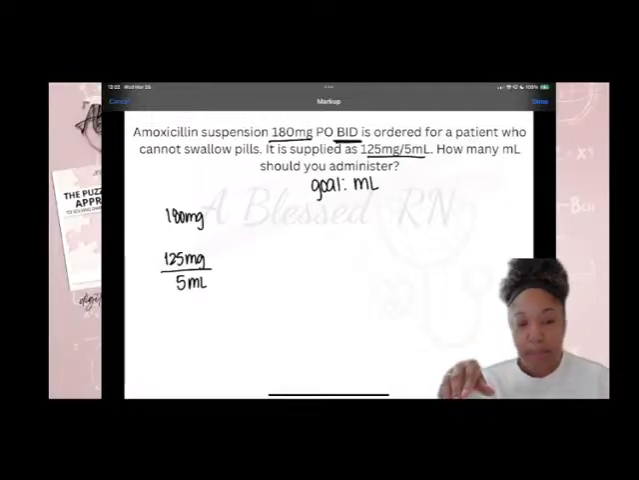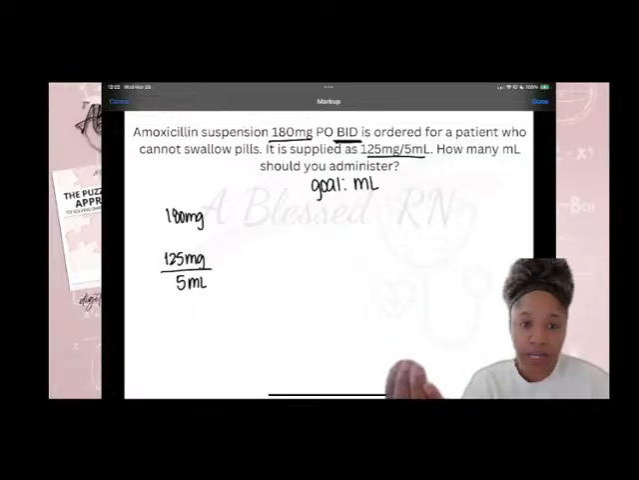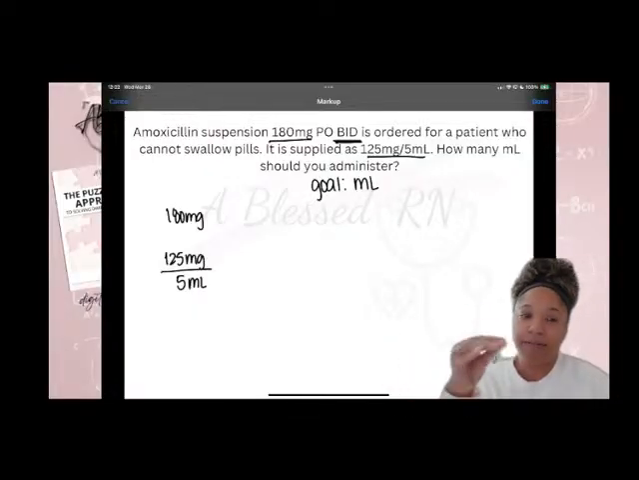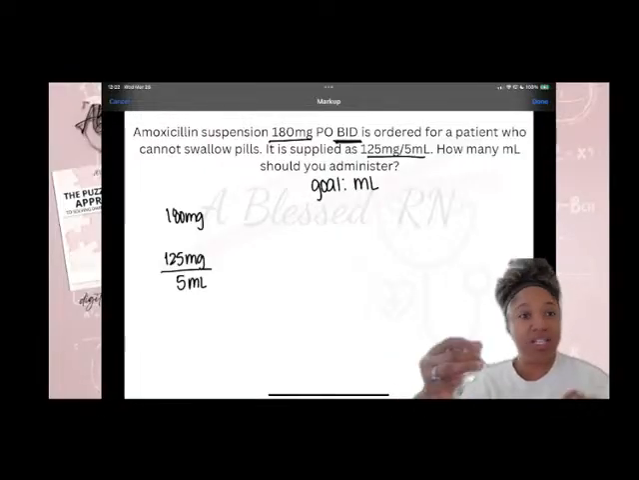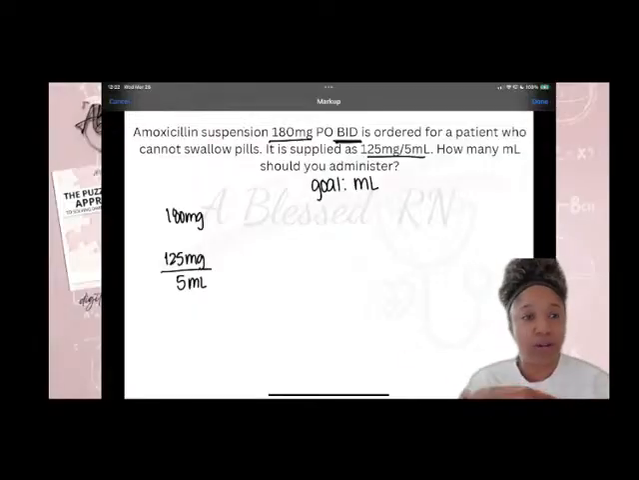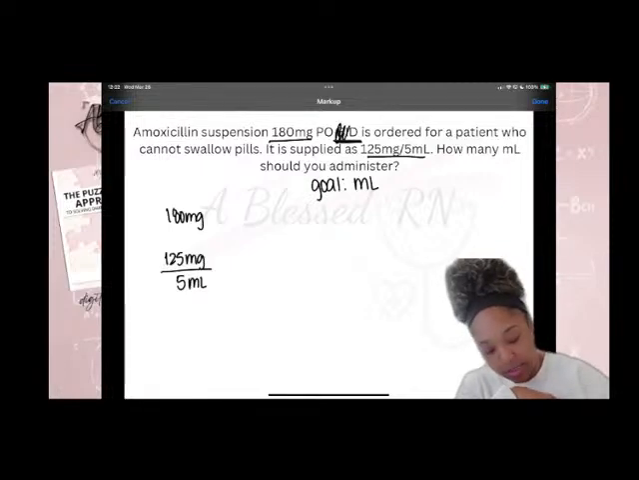Do we need BID? What is BID? BID is the frequency, okay? Frequency is how often you give a dose. Is this asking for how many milliliters per day? It just said milliliters. So if it doesn't say per day, per hour, per whatever, it is for one dose, okay? All right. So we don't need this.